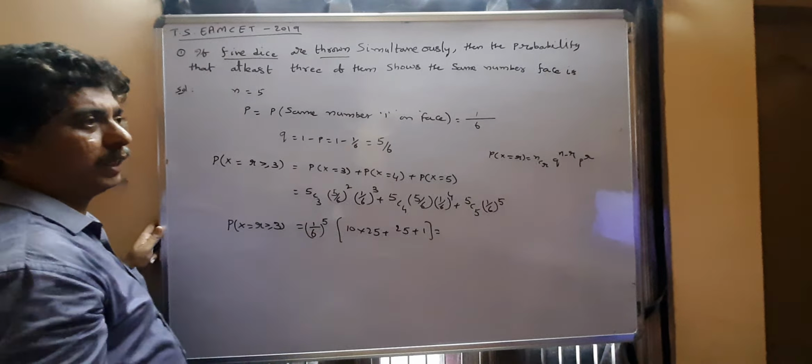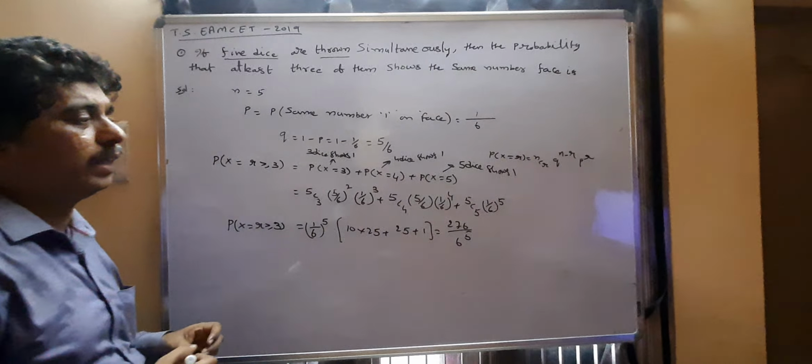3 dice show 1, or 4 dice show 1, or 5 dice show 1. Now this is 250 plus 25, 275, plus 1, 276. So 276 by 6 power 5.